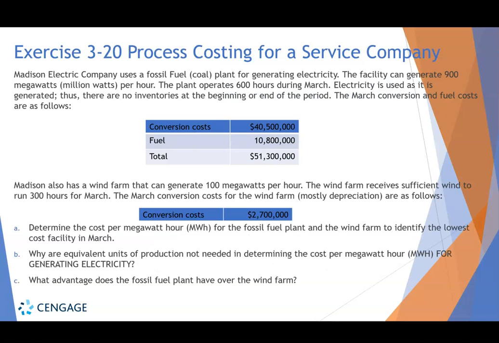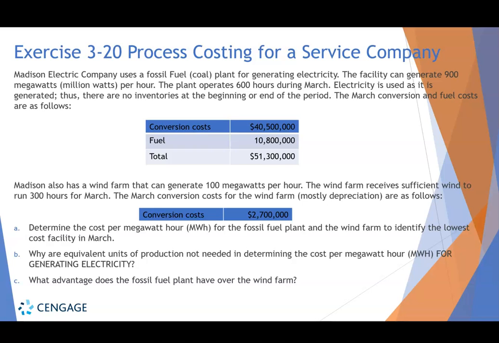We're going to look at this exercise. Madison Electric Company uses a fossil fuel plant for generating electricity. The facility can generate 900 megawatts per hour. The plant operates 600 hours during March. Electricity is used as it is generated, so there's no beginning or ending inventories for the period. The March conversion and fuel cost are shown here. Conversion cost $40,500,000, fuel $10,800,000.